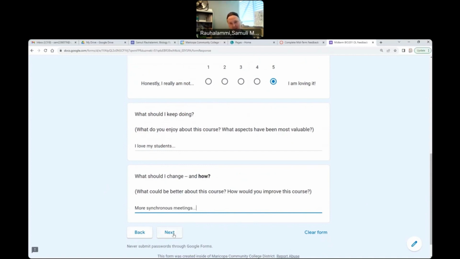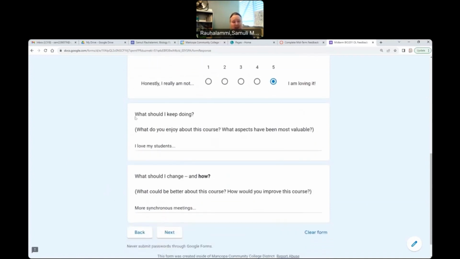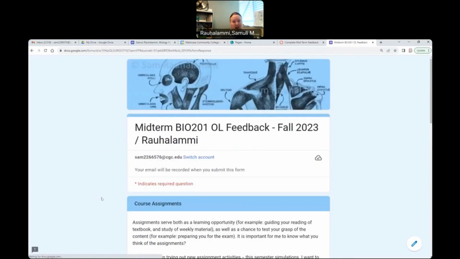I'm not actually going to submit this version of the form because I shouldn't be giving feedback to myself. But in order to move to the next page, you always have to answer the compulsory questions, and only the ones with the red asterisks are compulsory. Obviously, I appreciate it if you give me more feedback. That helps me out as well.